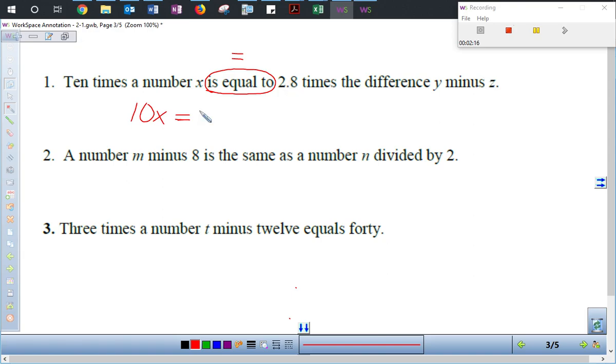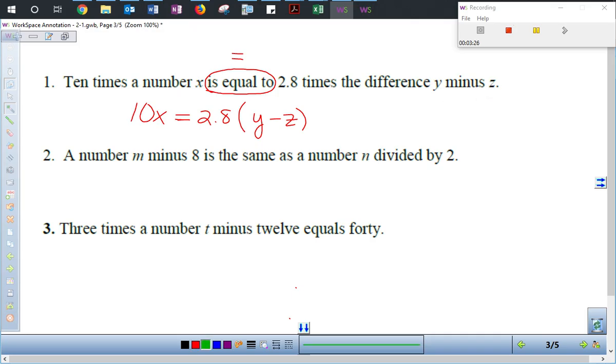So we're going to have 2.8, and we're going to have times the difference, so that means I need to put parentheses, and I want y minus z. Don't forget to cross your z's. So 2.8 times the difference, y minus z.